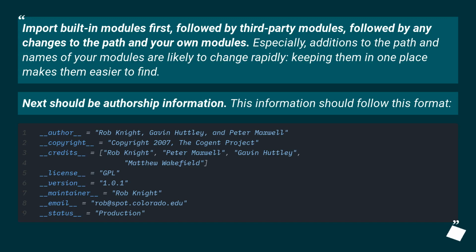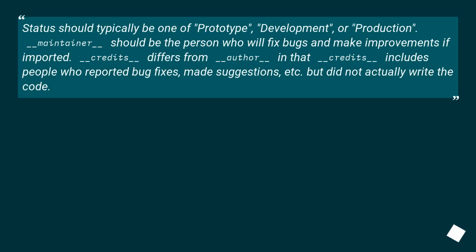Next should be authorship information. This information should follow this format. Status should typically be one of prototype, development, or production. __maintainer__ should be the person who will fix bugs and make improvements if imported. __credits__ differs from __author__ in that __credits__ includes people who reported bug fixes, made suggestions, etc. but did not actually write the code.